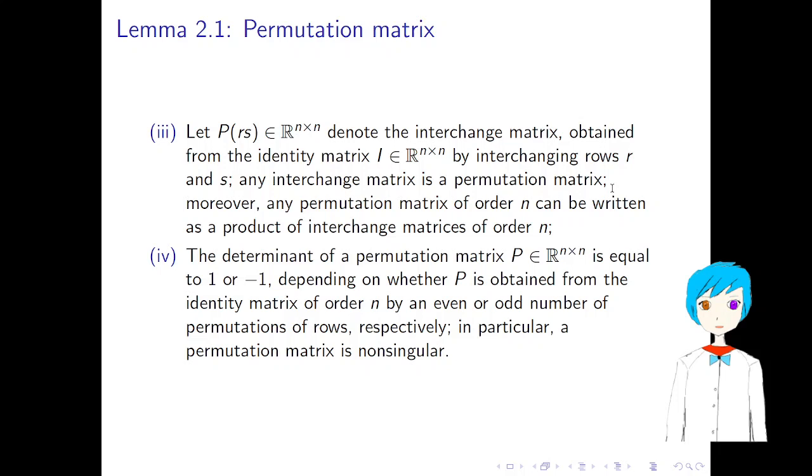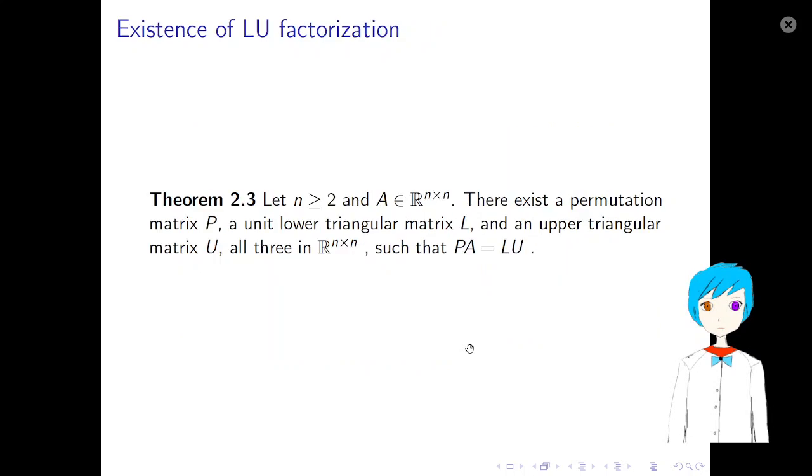So if we write a permutation matrix as a product of several basic permutation matrices, the determinant of the permutation matrix is only determined by the number of basic permutation matrices in this product, because the determinant of each basic permutation matrix is -1. So with the permutation matrix, we can do the pivoted LU factorization.